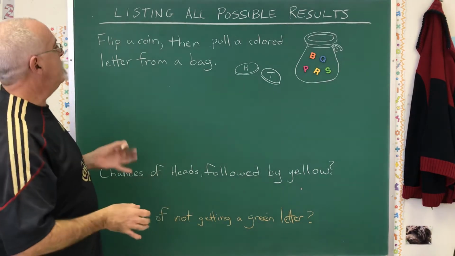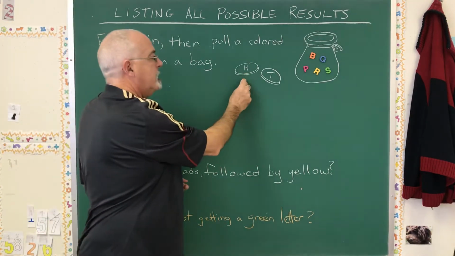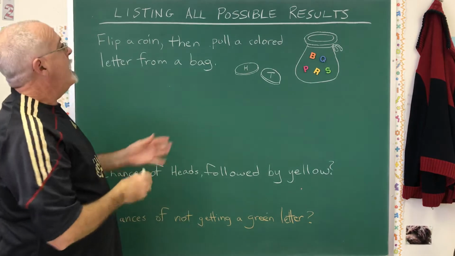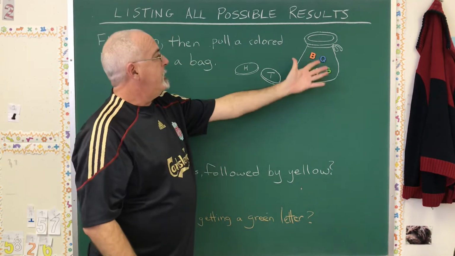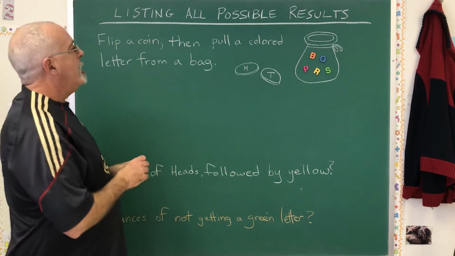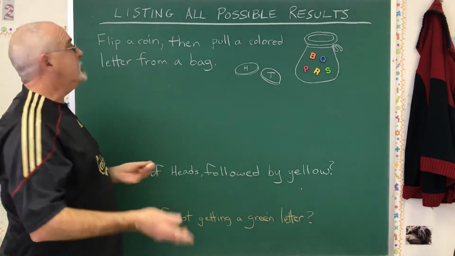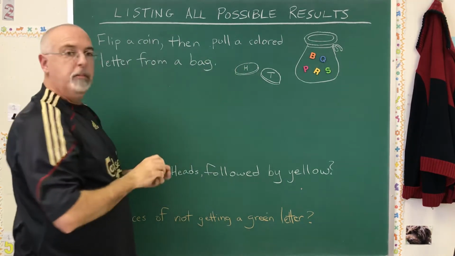In this probability situation, a coin is flipped, and of course that can be either heads or tails. And then a colored letter is pulled from a bag, and I'm showing that here. This bag has 5 letters of 5 different colors in it. I'm going to list all of the possible results that can happen when you combine the coin flip with the pulling of the letter.